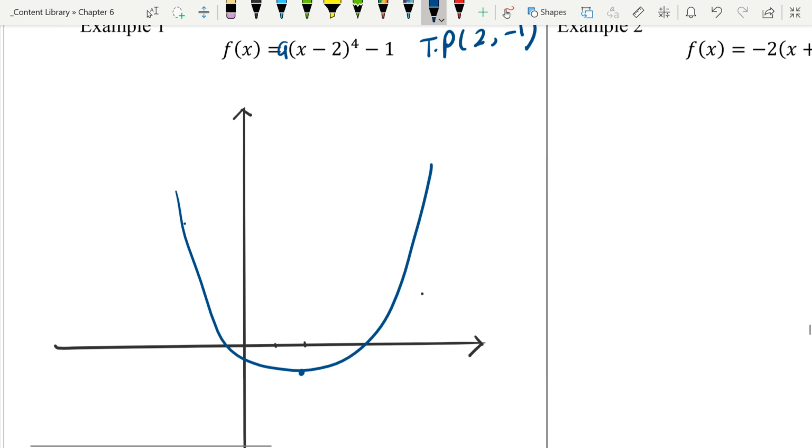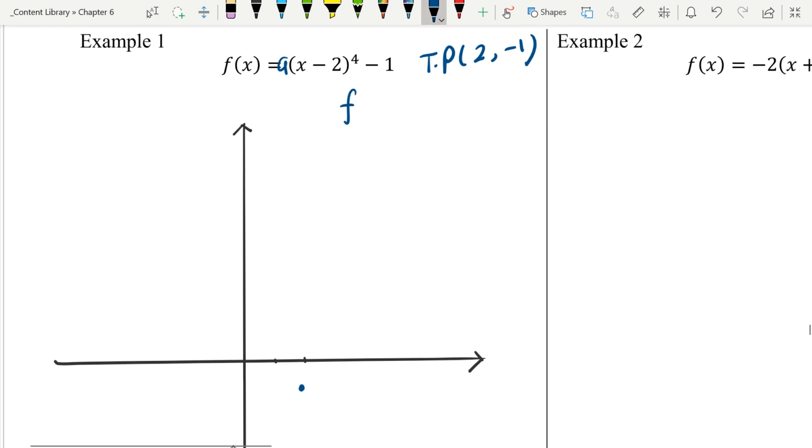But I need to work out the x and y intercepts first in order to sketch it more accurately. So I will start at x equals to 0. So I put f(0). So it's (minus 2) to the power 4 minus 1. What's (minus 2) to the power 4? 16, and minus 1 is 15. So it's a pretty high point, somewhere here. I put the point 15.